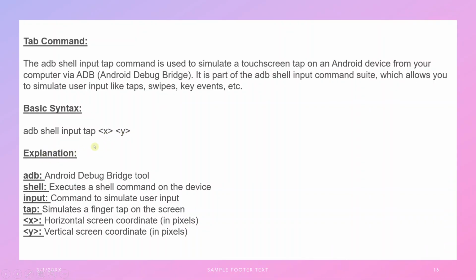So this is the explanation of this syntax. adb is the Android Debug Bridge tool. Shell executes a shell command on the device, and input is the command to simulate user input. Tap, because we are performing a tap, is the keyword used to simulate a finger tap on the screen, and we need to provide the x and y coordinates. The x coordinate is the horizontal screen coordinate in pixels, and y is the vertical screen coordinate in pixels.